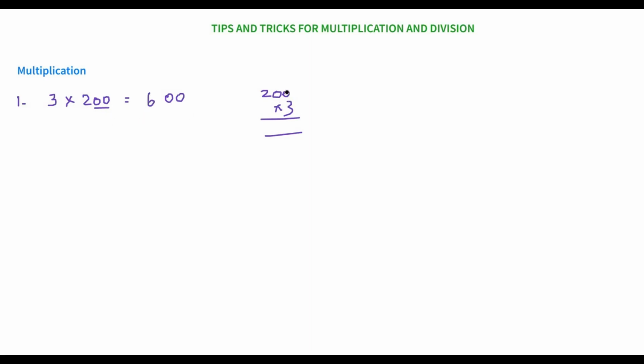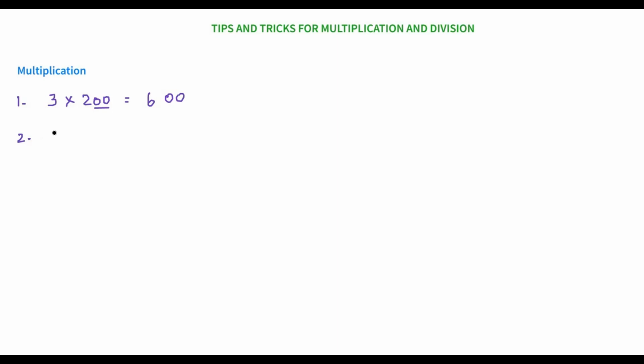Pretty easy. Need not do the standard multiplication. We will use mental calculations. Whenever we have zeros at the end, we have 2 zeros. So I have written 2 zeros, and now the rest of the numbers which is remaining, that is 3 times 2, I'll multiply and write it as 6. So 3 times 200 is 600. Pretty easy. Now let's see the second question.